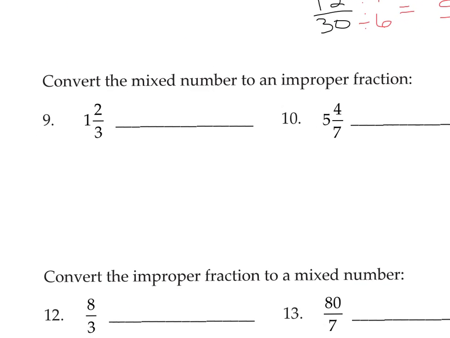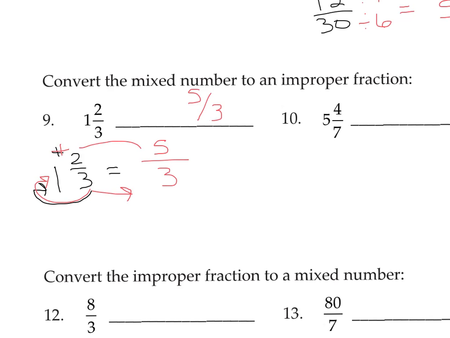All right, we're going to convert mixed numbers to improper fractions. To convert a mixed number to an improper fraction, we first multiply and then we add. So 3 times 1 is 3, then we add the 2, makes 5, and that becomes the numerator. The denominator is always the same. So this turns into an improper fraction of 5/3.